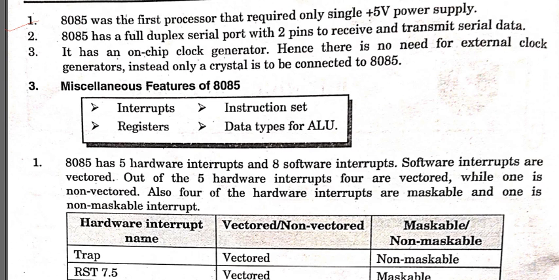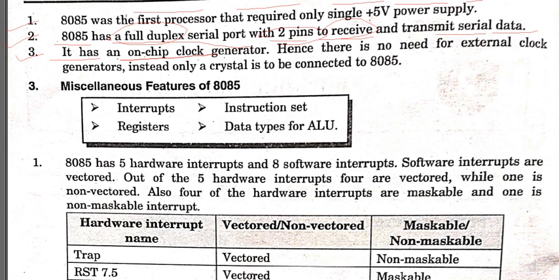So the first feature is 8085 was the first microprocessor that required only a plus 5 volt DC power supply. Second one is the 8085 is the full duplex serial port with the 2 pins to receive and transmit the serial data. ठीक है, तो जैसे हमने देखा कि फुल डुप्लेक्स कम्युनिकेशन में सेंडर एंड रिसीवर बोथ कैन ट्रांसमिट एंड रिसीव द डेटा साइमल्टेनियसली. So 8085 has the 2 pins to transmit and receive the data.